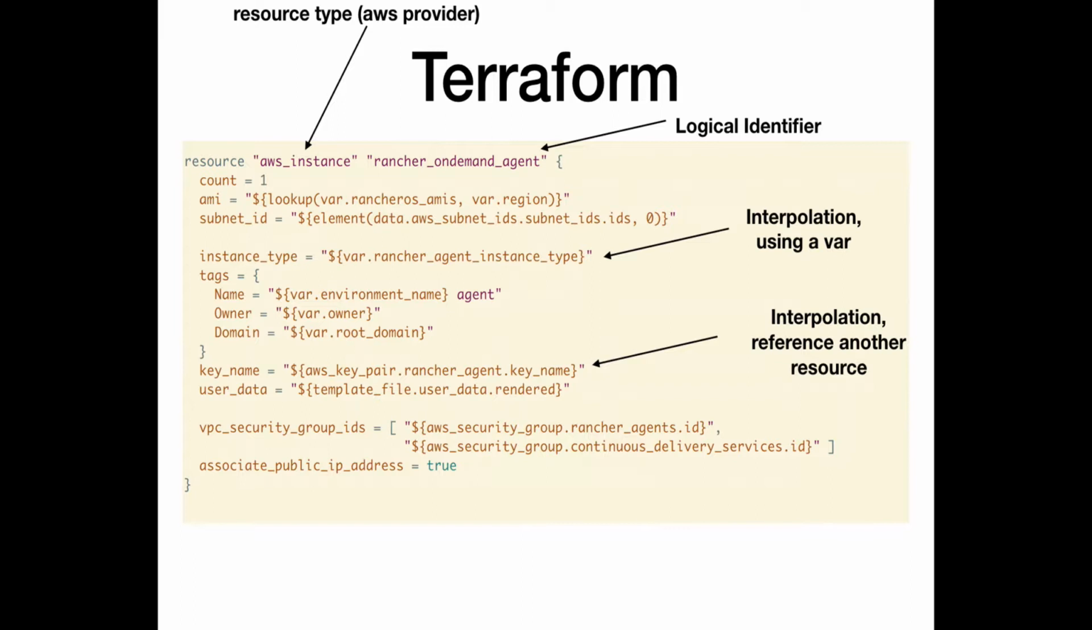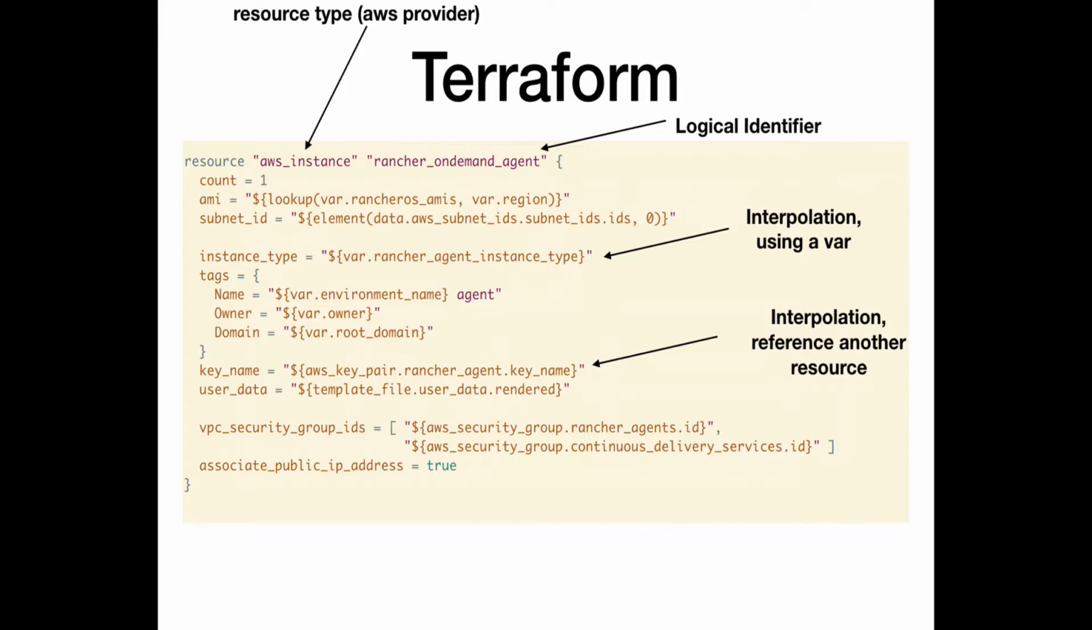Some of them are doing interpolation of a var, right? So when this Terraform command was run, you're expected to provide a Rancher agent instance type. In this case, that's like T2 micro or some server class that's in AWS. Or here we have an environment name. Maybe that's called production, or an owner, or in our case of that new CD pipeline we just created, it's zebra.aws.brycecovertoperations.com.